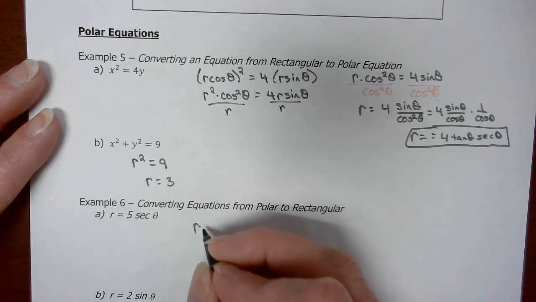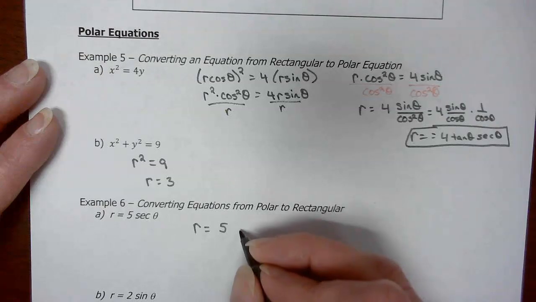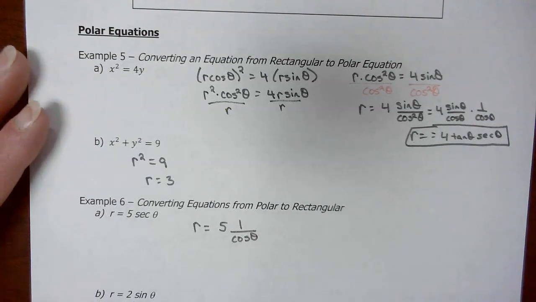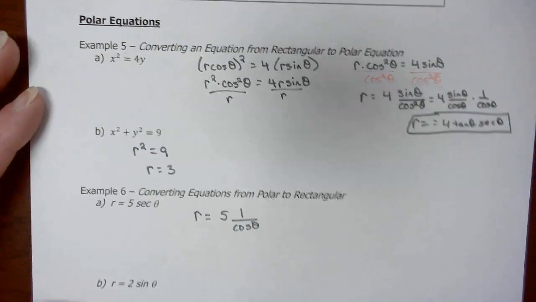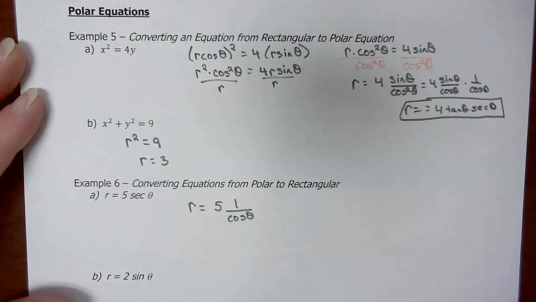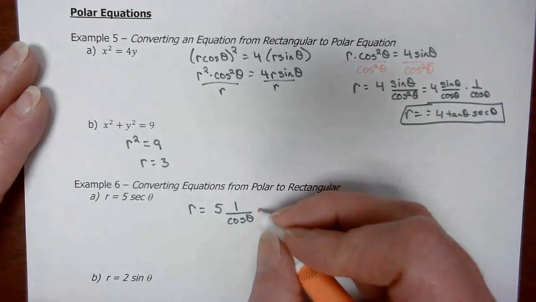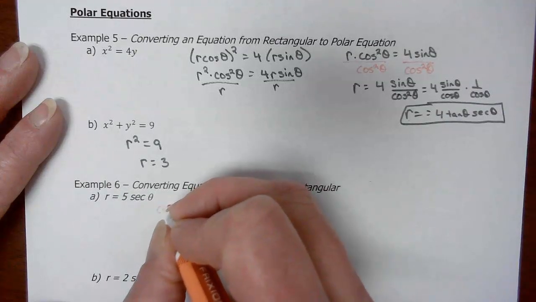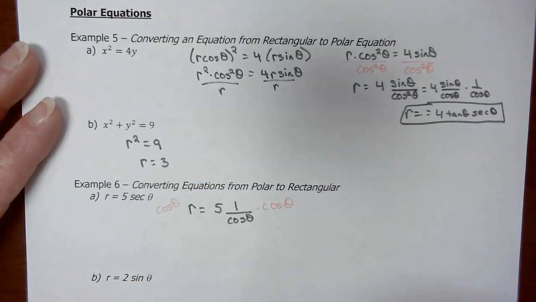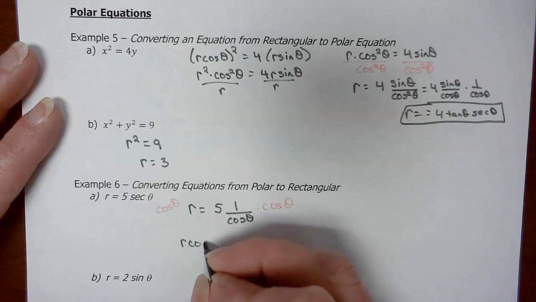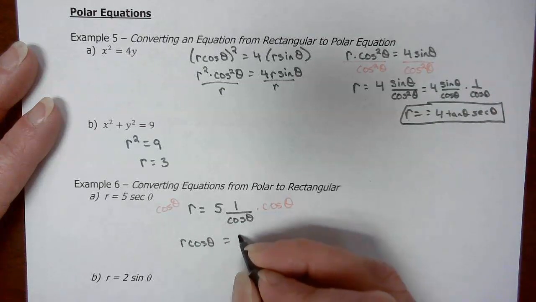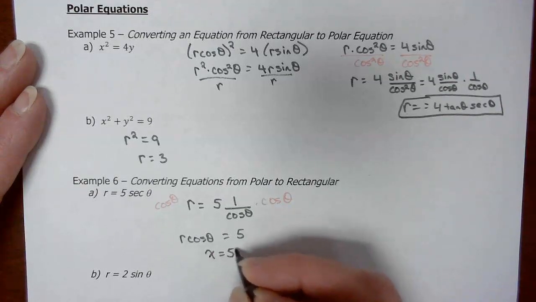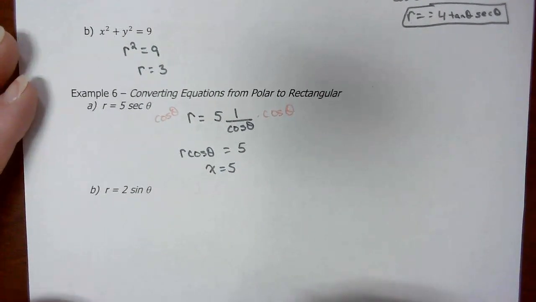Let me rewrite secant as 1 over cosine. And I'm trying to get this to be a rectangular equation. Ooh, I got an idea. What if I multiply both sides by cosine? Well, that would give me r cosine equals 5. R cosine is x. I get the equation x equals 5.